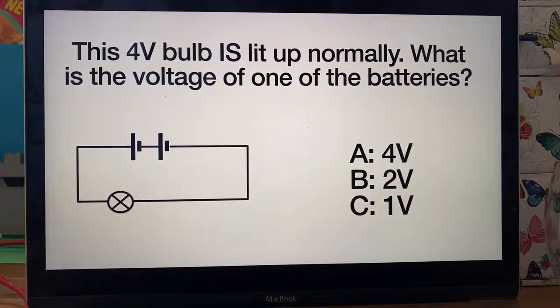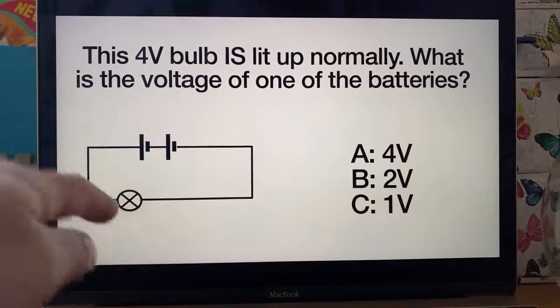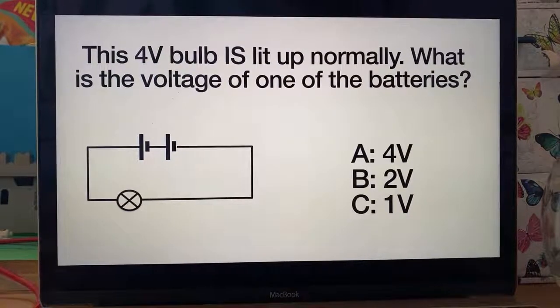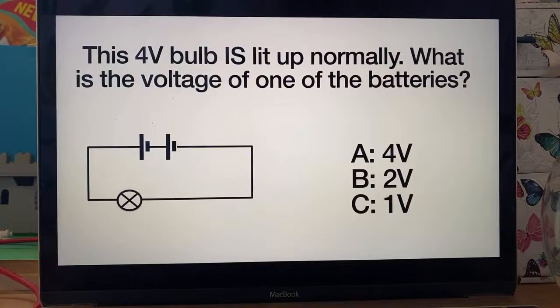This 4-volt bulb is lit up normally. What is the voltage of one of the batteries? So we've got 2 batteries here, 1 bulb. The bulb is 4 volts. What is the voltage of one of the batteries? And be a little bit careful here. I kind of made a mistake here, and then I kept it in because I thought it was quite an interesting mistake.